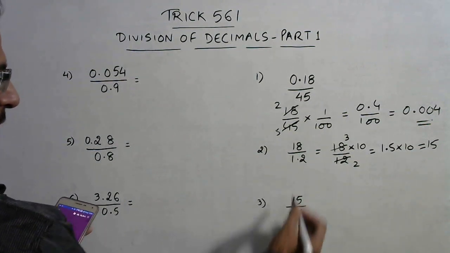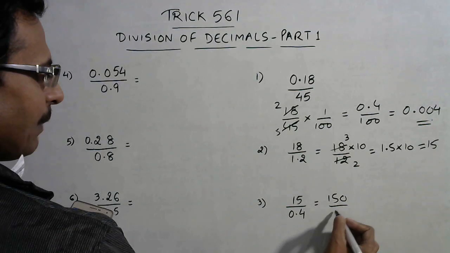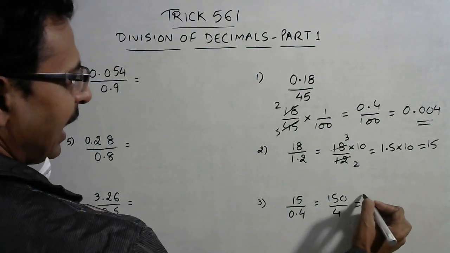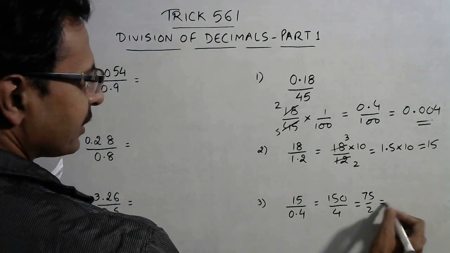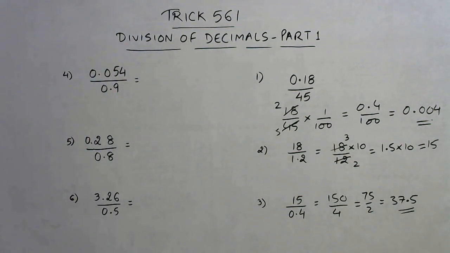Likewise, here also you have a decimal in the denominator. 15 becomes 150 upon 4. Now, how do you divide by 4? You have to take half. 75 by 2 or 37.5 is the answer. You can see that we are taking very few steps to solve these questions. Students at the basic level, that is junior students, can be greatly benefited by this video.